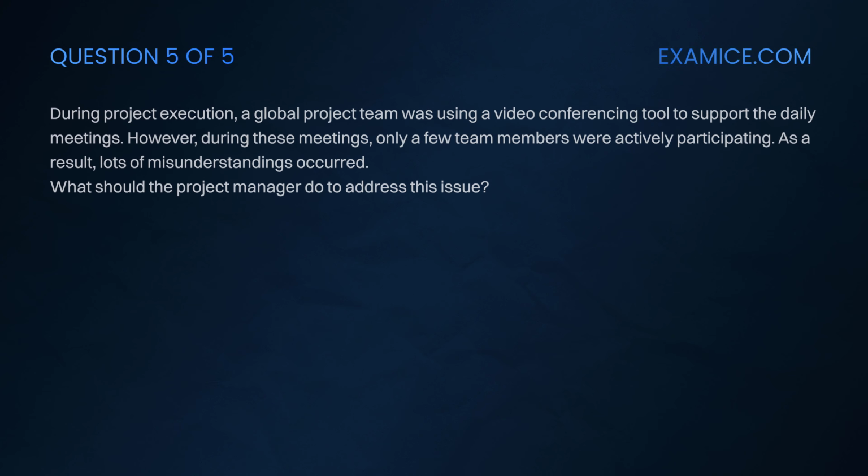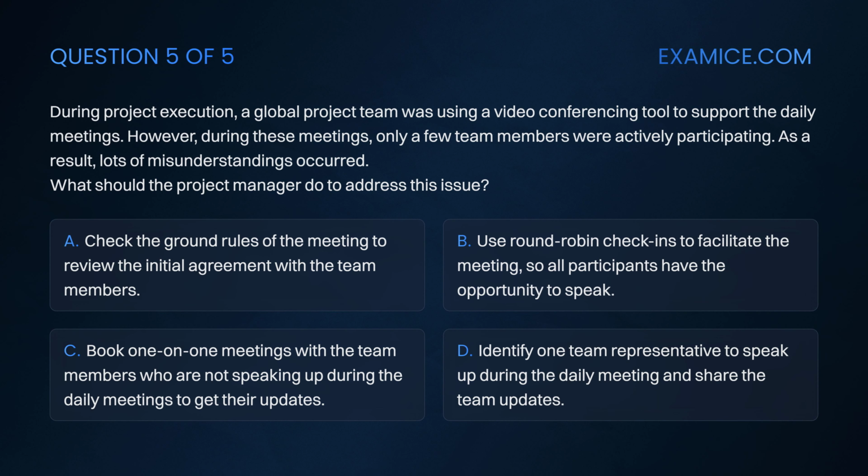Question 5. During project execution, a global project team was using a video conferencing tool to support the daily meetings. However, during these meetings, only a few team members were actively participating. As a result, lots of misunderstandings occurred. What should the project manager do to address this issue? Option A, check the ground rules of the meeting to review the initial agreement with the team members. Option B, use round-robin check-ins to facilitate the meeting so all participants have the opportunity to speak. Option C, book one-on-one meetings with the team members who are not speaking up during the daily meetings to get their updates. Option D, identify one team representative to speak up during the daily meeting and share the team updates.